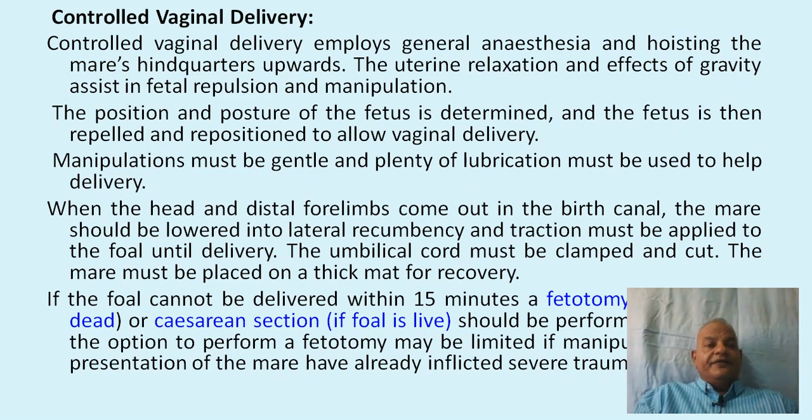In controlled vaginal delivery, general anesthesia is used and the mare's hindquarters are hoisted upwards. The uterine relaxation and effects of gravity assist in fetal repulsion and manipulation. The position and posture of the fetus is determined, and the fetus is then repelled and repositioned to allow vaginal delivery. Manipulations must be gentle with plenty of lubrication. When the head and distal forelimbs come out in the birth canal, the mare should be lowered into lateral recumbency and traction must be applied to the foal until delivery.